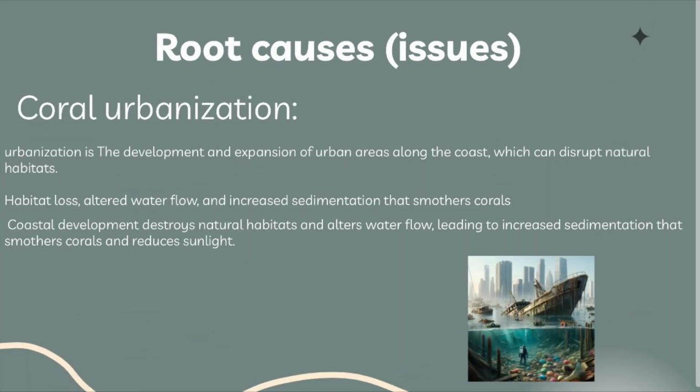The last root cause that I'm going to be talking about today is coastal urbanization. Coastal urbanization is the development and expansion of urban areas along the coast, which can disrupt natural habitats. In this case, we're disrupting the coral reef. It can cause habitat loss, altered water flow, and increased sedimentation that smothers corals. Coastal development destroys natural habitats and alters water flow, leading to increased sedimentation that smothers coral and reduces sunlight.